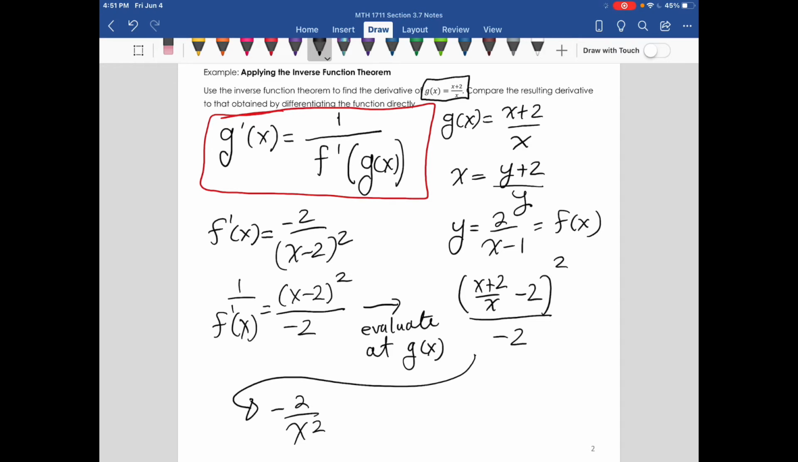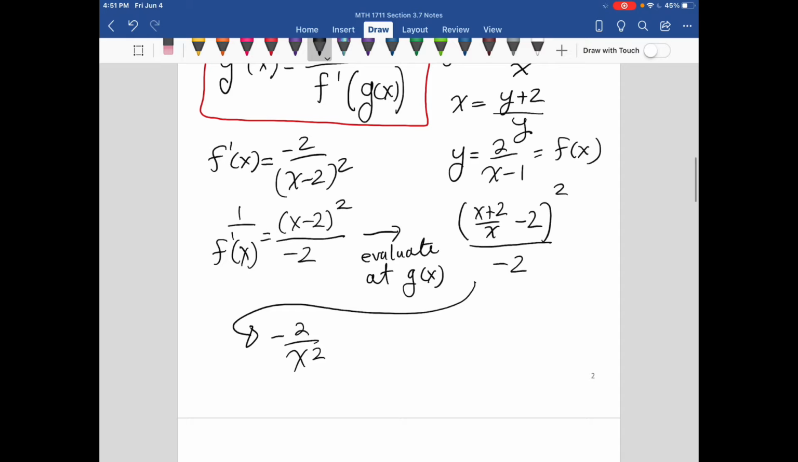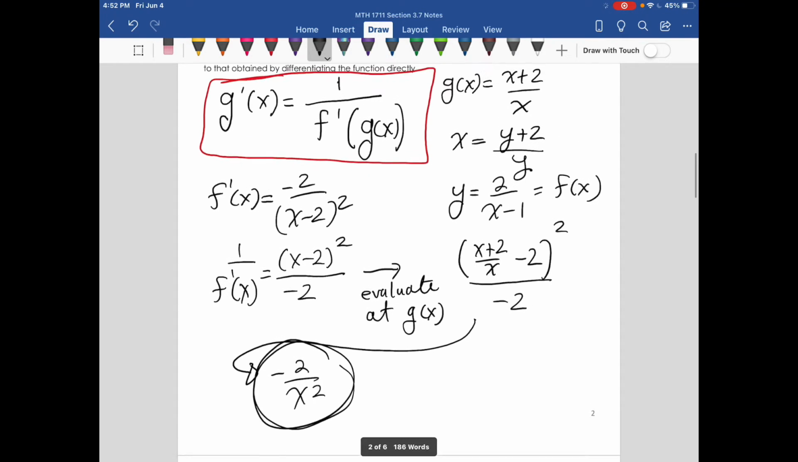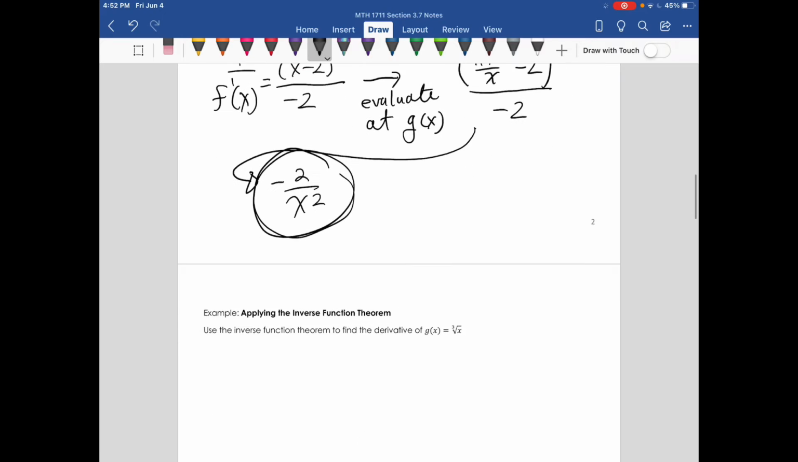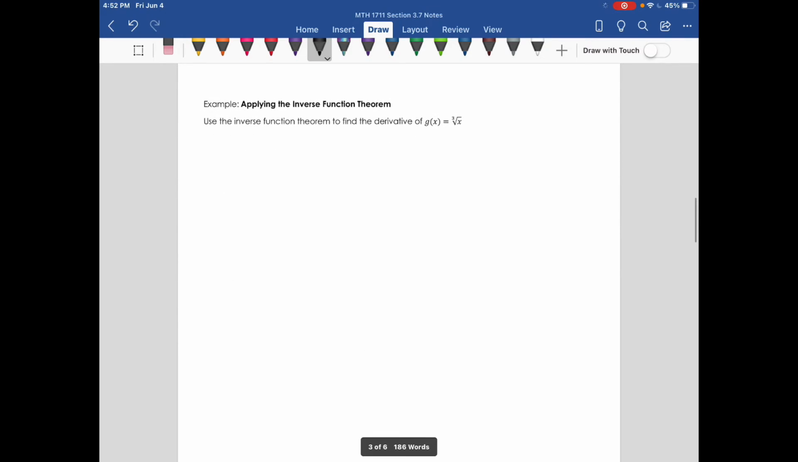So that's a fairly lengthy way to do it, rather than just finding the derivative using the quotient rule directly. If we found the derivative of g of x using the quotient rule directly, we would still get the same answer, and you can verify that. But the reason why we're using this and getting comfortable with this theorem is, like I said, once we familiarize ourselves with this, we're going to use this theorem in order to derive the inverse trig function derivatives.